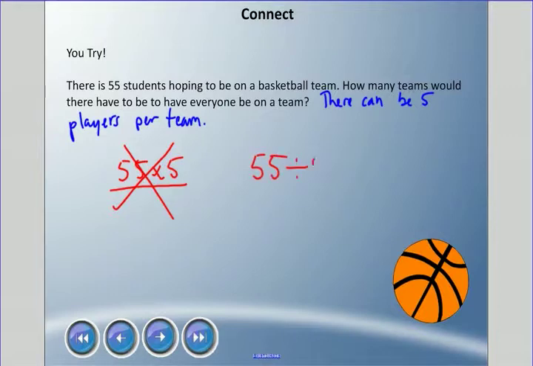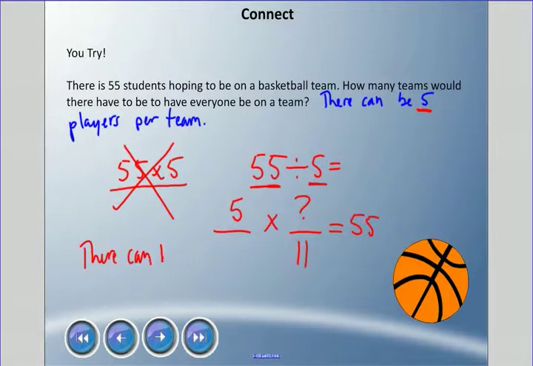So 55 divided by 5, the 5 coming from the 5 players, is what we're looking for. Now, we've related multiplication and division before in a previous lesson, so remember this is the dividend, which is also the product of a multiplication question, and the divisor here is one of our factors, so 5 times something is 55. You need to know your facts here. 5 times, well, you can count your fingers by 5s, but if you know, 5 times 11 is 55, so there can be 11 teams.